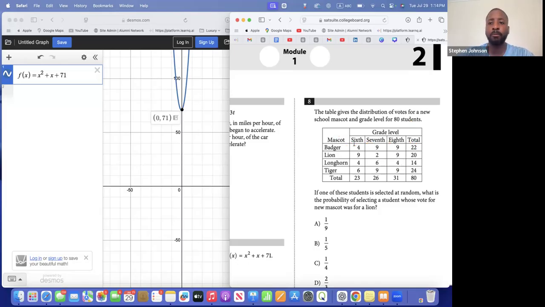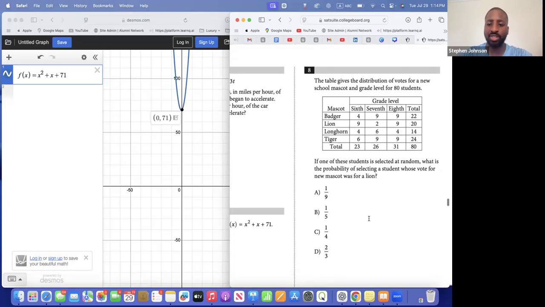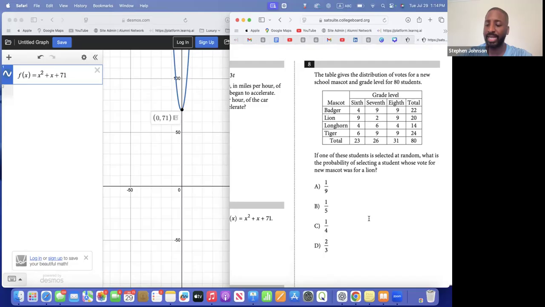Then we go and actually read the table. The table gives a distribution of votes for a new school mascot and grade level for 80 students, right? New school, okay, these are votes. So that 4 represents there were 4 votes from the 8th grade that voted for the Longhorn to be the new school mascot. That's how we would actually translate that when we do the pinpoint method. So the rest of the question says, if one of these students is selected at random, what is the probability of selecting a student whose vote for new mascot was for a lion?